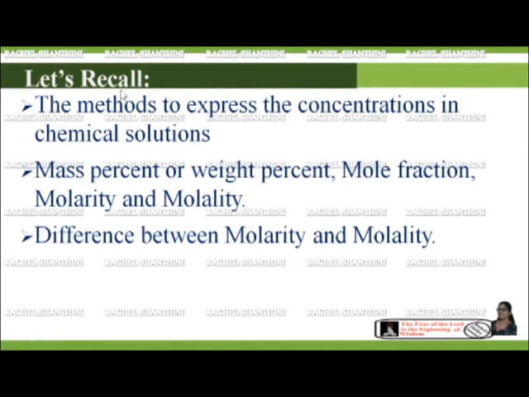Students, let's recall all the concepts that we have discussed in this session. We have discussed the methods to express the concentration in chemical solutions. We have discussed mass percentage or weight percentage, mole fraction, molarity, and molality. And we have discussed the difference between molarity and molality.